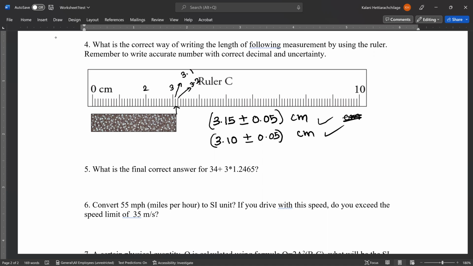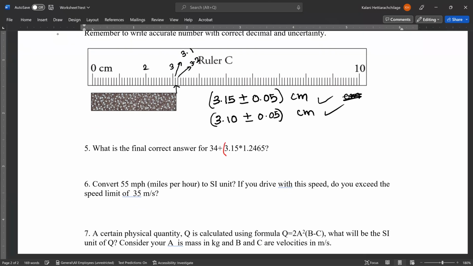Okay, so whichever one you are reading should match, within positive or negative 0.05, with your friends, with your instructor, or with your other classmates. If you are measuring the same thing, it should be within the range. That's the important thing.